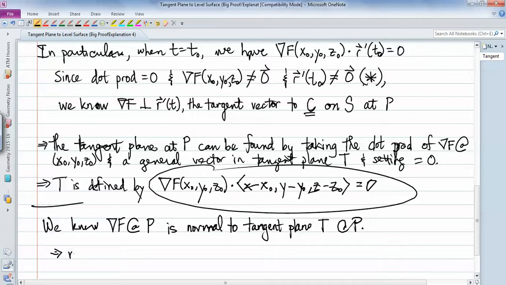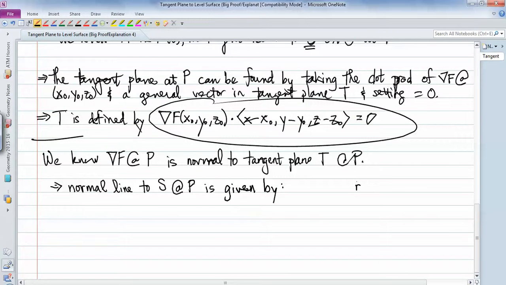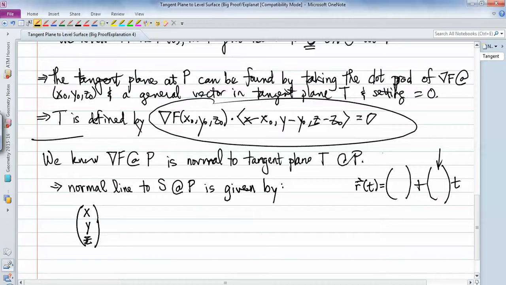Therefore, the normal line to S, or to the tangent plane at P, is given by, hold on, and now what I'm going to write is something that looks like this. It's R of t equals some original vector plus a direction vector times t. You guys remember that? So here's how it works. It's going to be xyz, or if you wanted to call that some version like r of t, but we've used r for other stuff.